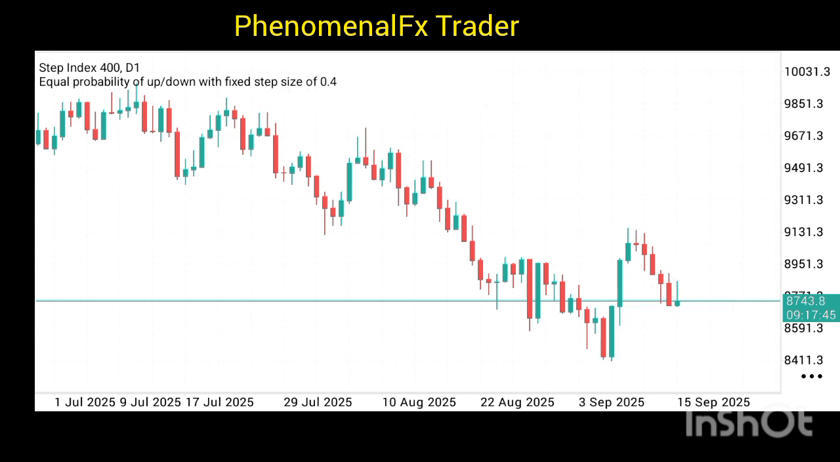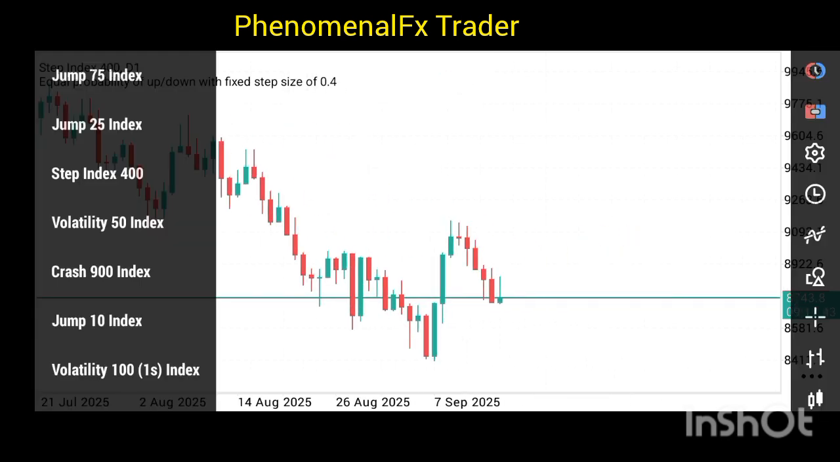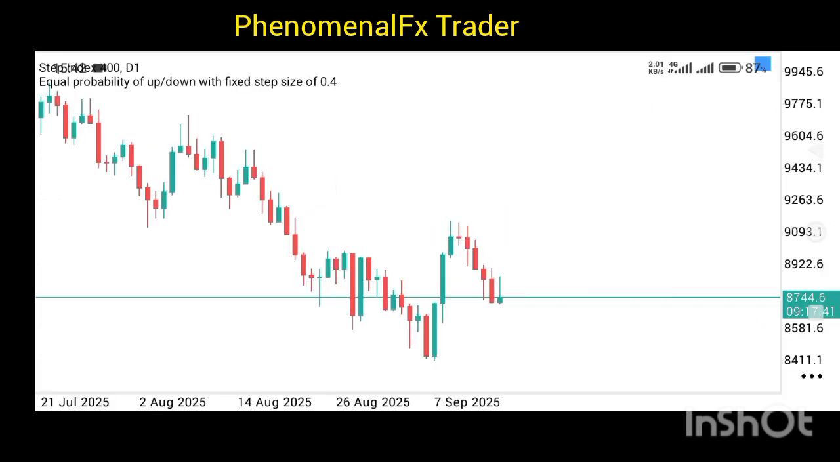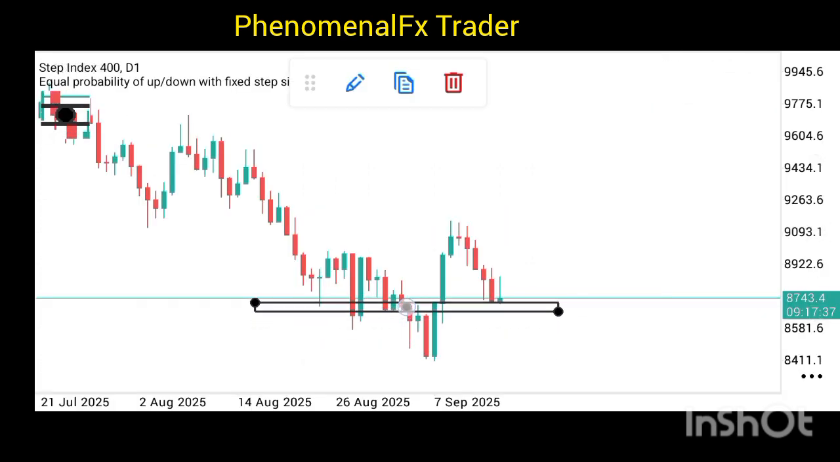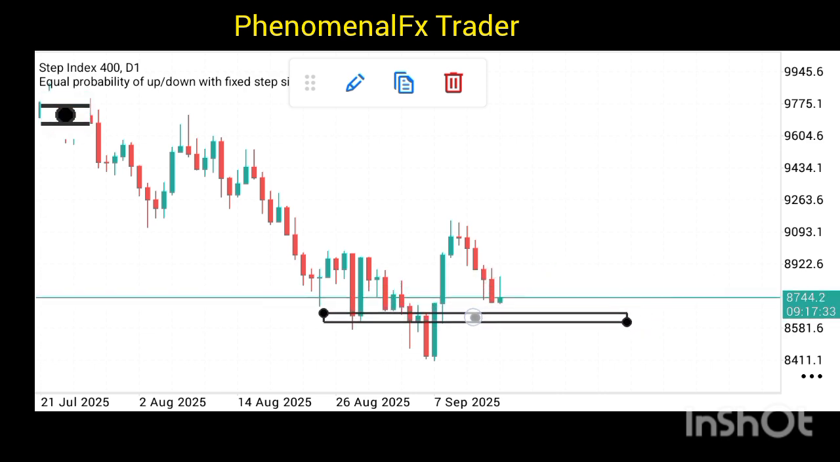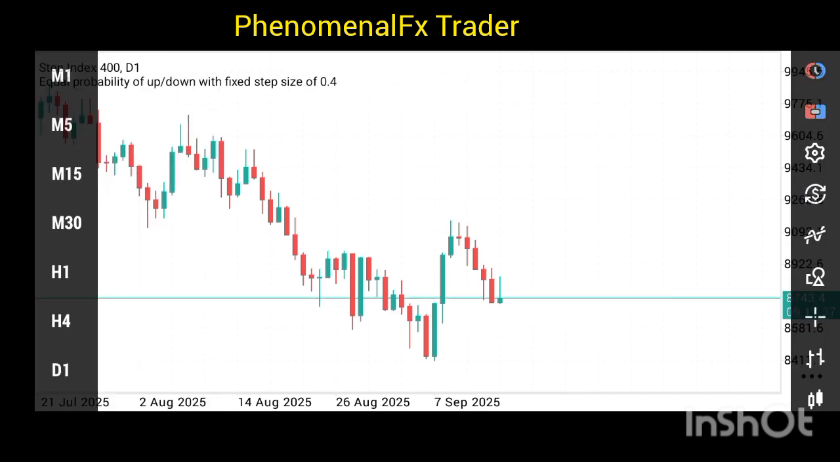Let me delete this fib tool, then we can mark this zone right here. It's very important where the market bought previously, but it makes more sense to draw it right here. Okay, let me just delete it anyway. Let's go to the 4-hourly time frame. I want to check something.